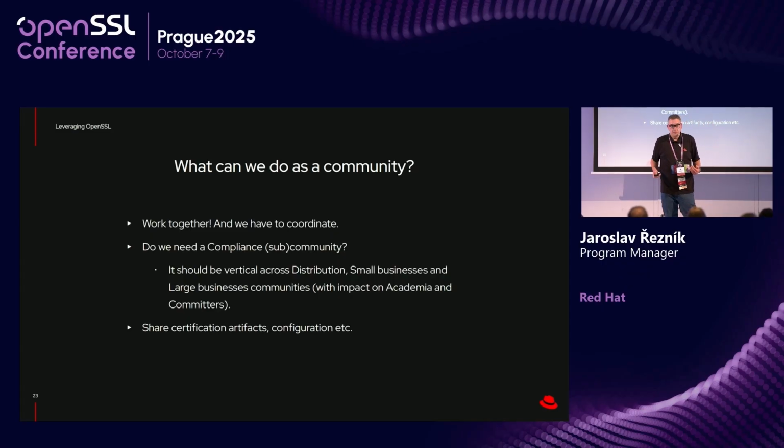Do we need a compliance sub-community, like we have distribution community, large businesses, small businesses? Yes. I think we need something, but is it going to be a sub-community, because it will be vertical across large businesses, small businesses, distributions, maybe academia, I don't know. So this is going to be an interesting thing, and I'm going to propose it. Maybe we need something like a SIG, special interest group, whatever we can have. Shared certification artifacts, have a documentation like, hey, in Red Hat we did this way, maybe other, let's say upstream, we did this in this way. So I think, like configuration, whatever we can share, it would be great.